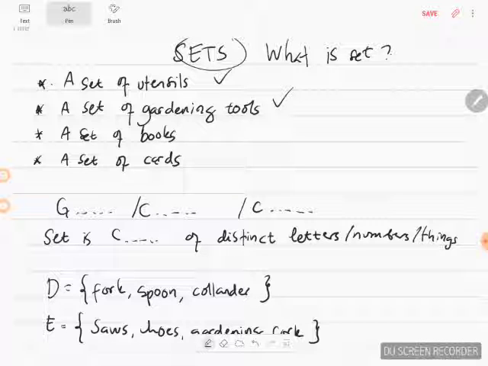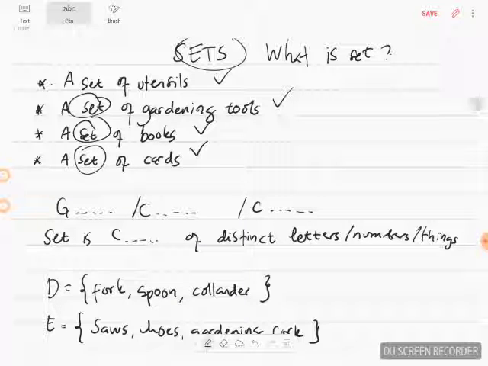Now let me give you some examples. The first one, a set of utensils. When we are talking about a set of utensils, what comes to your mind? Or maybe let's say your mom or your dad or whoever is asking you to take a set of utensils. What will you do? Of course you will take the utensils, but what is set here?